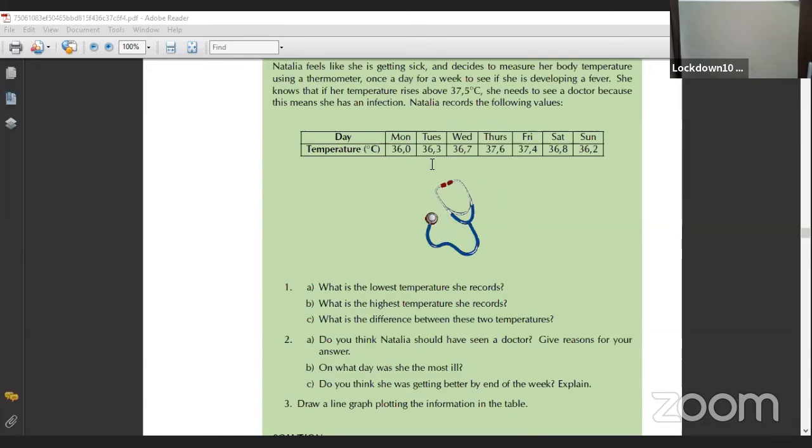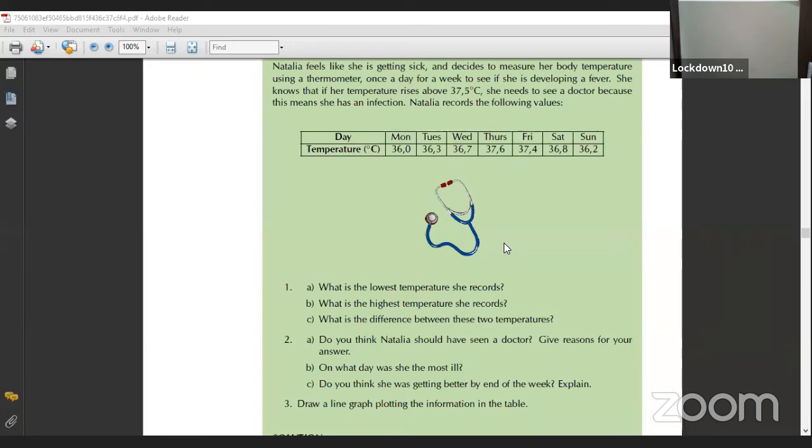The lowest temperature was recorded on Monday, which is 36.0 degrees Celsius. As you know, guys, temperature is measured in Celsius, Fahrenheit, Kelvin. We usually use degrees Celsius, but the SI unit is Kelvin. Anyway, that's it, 36 degrees. Part B. What is the highest temperature she records?